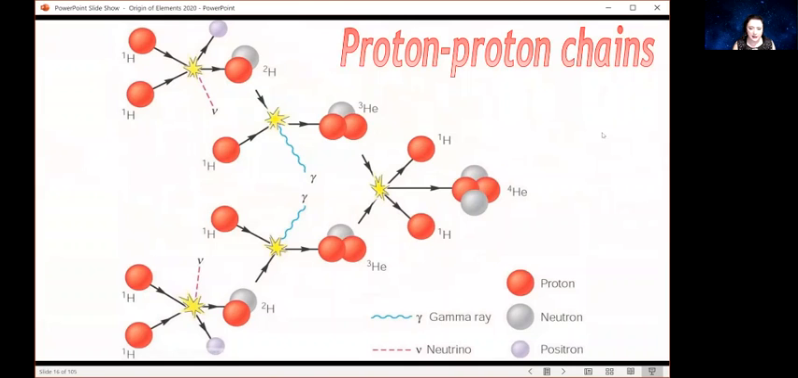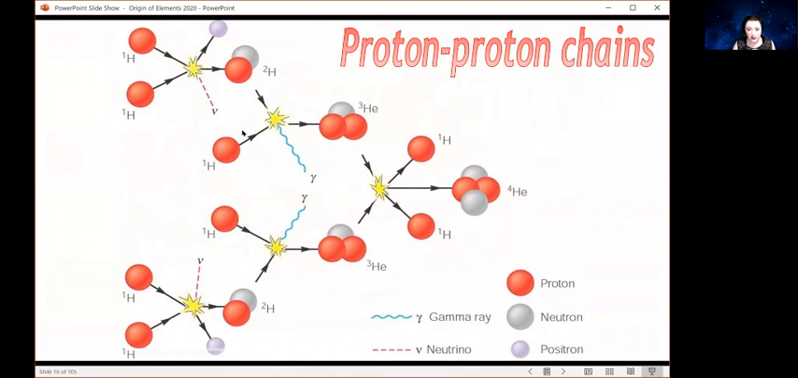So here you can see that same proton-proton chain reaction as a static image. We've got 2 hydrogens, they come together. One of the hydrogens is just a proton, stays a proton. The other one gets converted into a neutron by ejecting a positron. That's an anti-electron, and it also ejects a neutrino. Same thing is happening here. Now we've got 2 of those, so we're going to bring them together with another proton each.